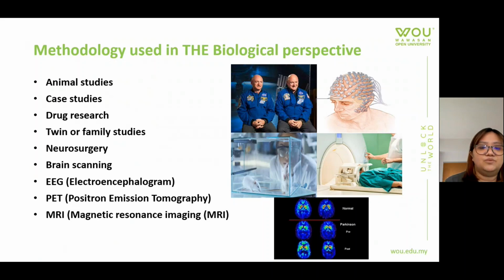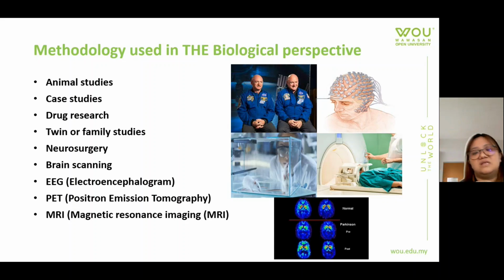And also we have the PET. So PET, you can see in the last picture where we see the normal and Parkinson's brains. The PET actually records the function of particular regions of the brain, the activity, which one is more active, which one is at rest, when we perform certain tasks.